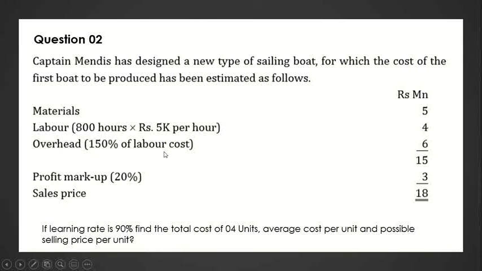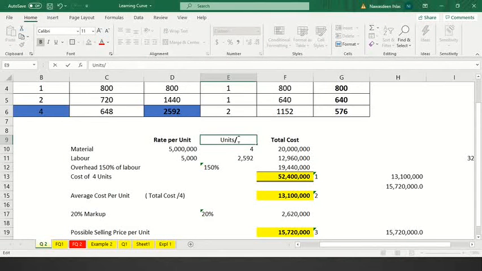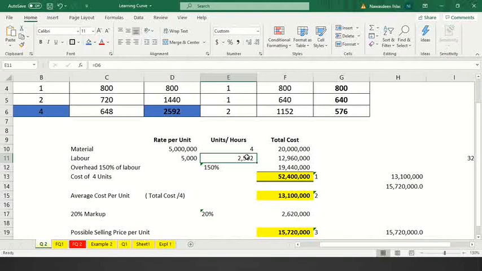Per labor hour our cost is 5000. So 5000 per labor hour, we need this much labor hours. So this is number of units, so this is number of hours. So here 5000 into 2592, it will be 12.96 million.